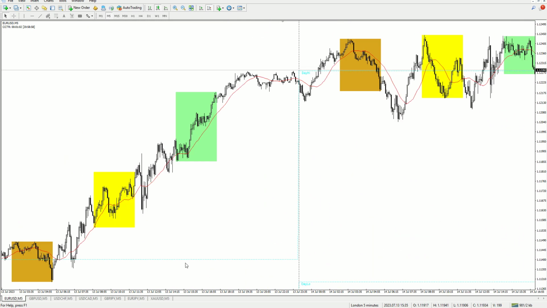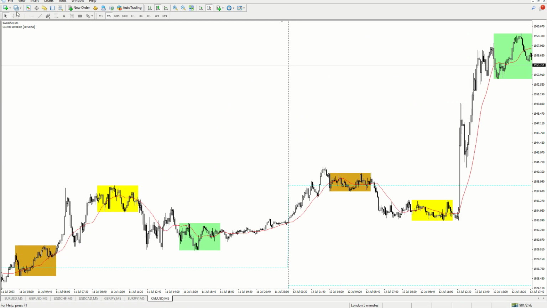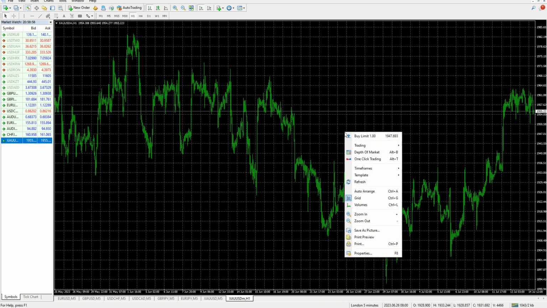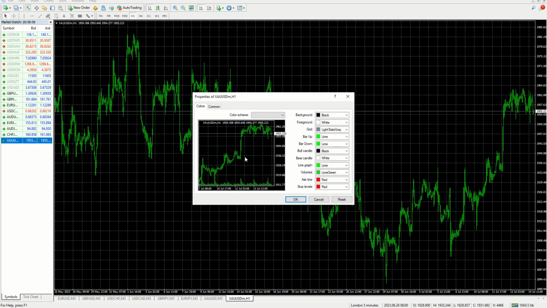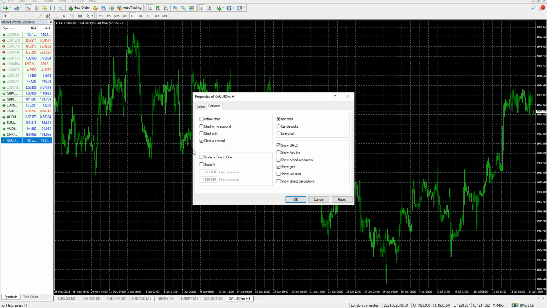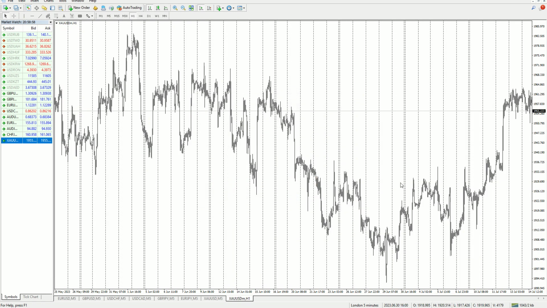What I'm going to do now is open gold. Let's see, where is gold? This is gold. I'm going to open a new chart, go to properties, choose black and white, and remove the grid. I'm not interested in the grid. I'm only interested in this, and I should be good to go.